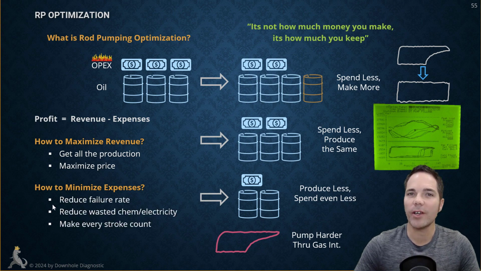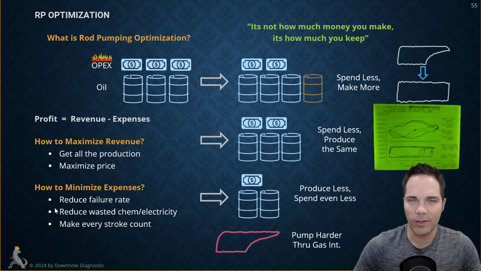So we can reduce the failure rate, keep the pulling units off the well, and not have downhole failures. That's quite expensive. And of course, when you have a failure, you're not making any production until you get that well repaired, which could be a week, 2 weeks, something like that, where you're missing all the production from that particular well. You want to reduce wasted chemical or electricity, and that kind of ties in, at least the electricity, is you want to make every stroke count, and you want to make it count to the fullest extent.